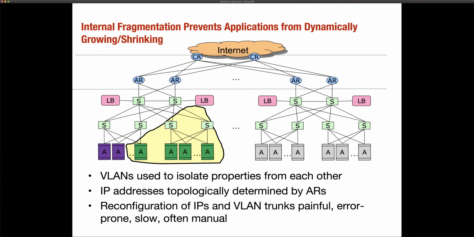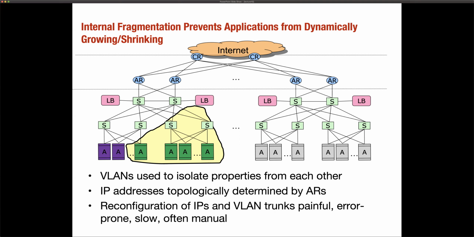If you want to add more servers to a particular service, then you have to do a lot of reconfiguration of the IP addresses and the VLAN trunks, which is painful, because it is a lot of work. It is prone to errors. It is slow and often manual. These are all things that you don't want in a network. Your ability to add a new server to a service should be very seamless. It should not require a lot of manual intervention. It should be as little error prone as possible.